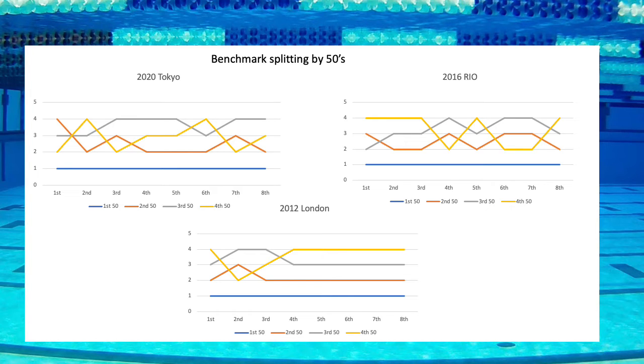In London, six of the eight athletes went in order: the first 50 was the fastest, the second 50 was the second fastest, the third 50 was the third fastest, and the last 50 was the slowest. That, for the most part, is the result for all the Olympics, although there are a few variations.